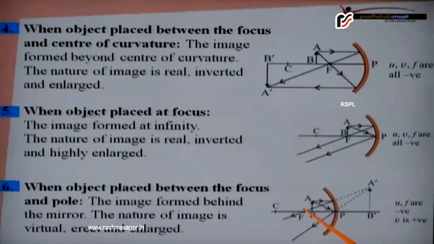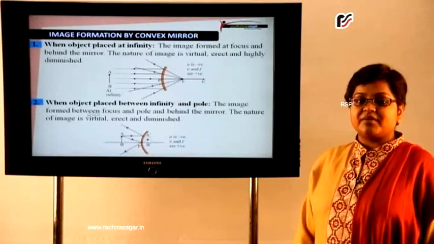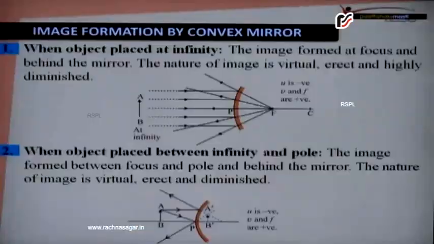Next, when the object is placed between focus and the pole of the mirror. The object is placed between F and P. The image is formed behind the mirror at point B dash, and it is a virtual, erect and enlarged image. This is the only case in the concave mirror where the image is virtual in nature and formed behind the mirror.